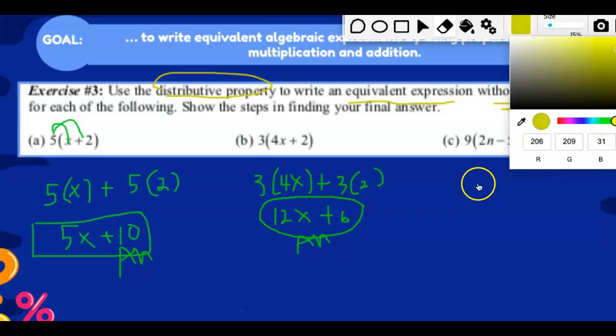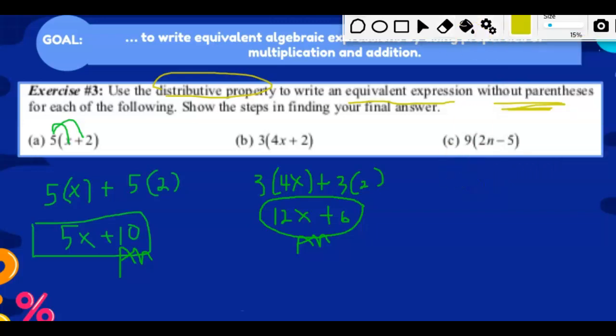So then it is 9 parentheses 2n minus 5. Then it is minus first, minus 9 times 5. The operation first. And then the final answer is 18n minus 45. Yes, 9 times 5 is 45. Correct. And that will be our final answer.